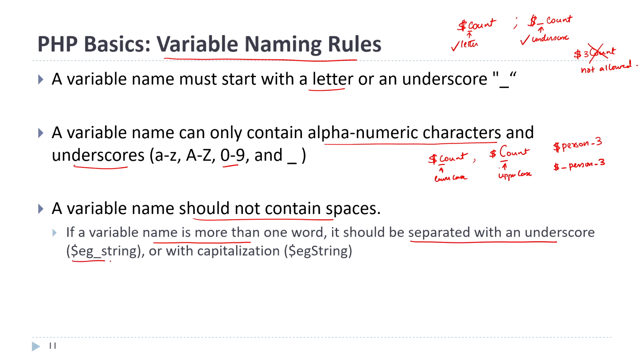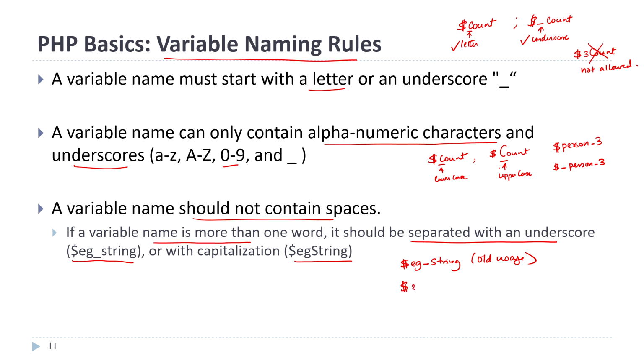So, if your variable name is more than one word, it should be separated with an underscore. So, like an example string eg_string, or with capitalization egString. I usually follow the second format because this underscore is difficult. Sometimes you miss the shift key and it becomes a problem. So, you can write something like this eg_string. This is what old usage mostly was. A lot of the people used this.